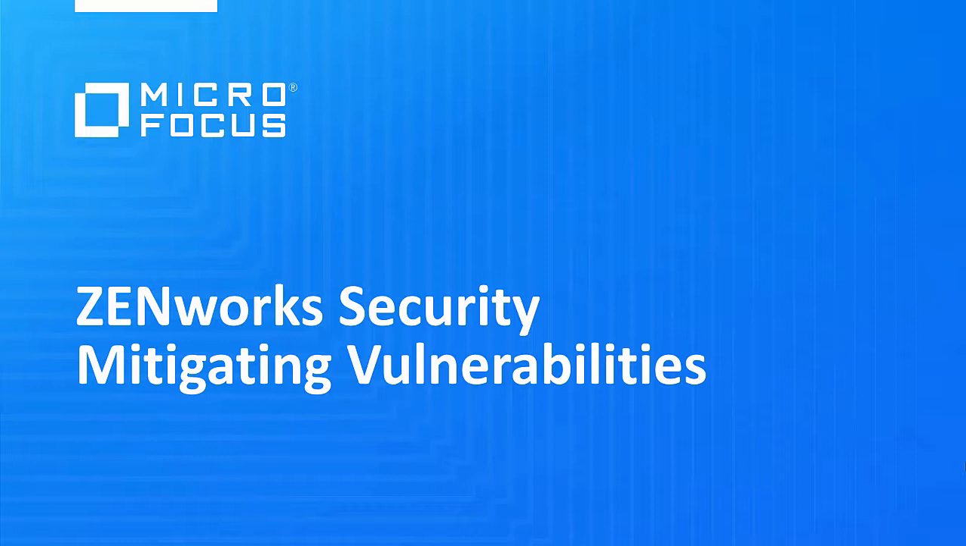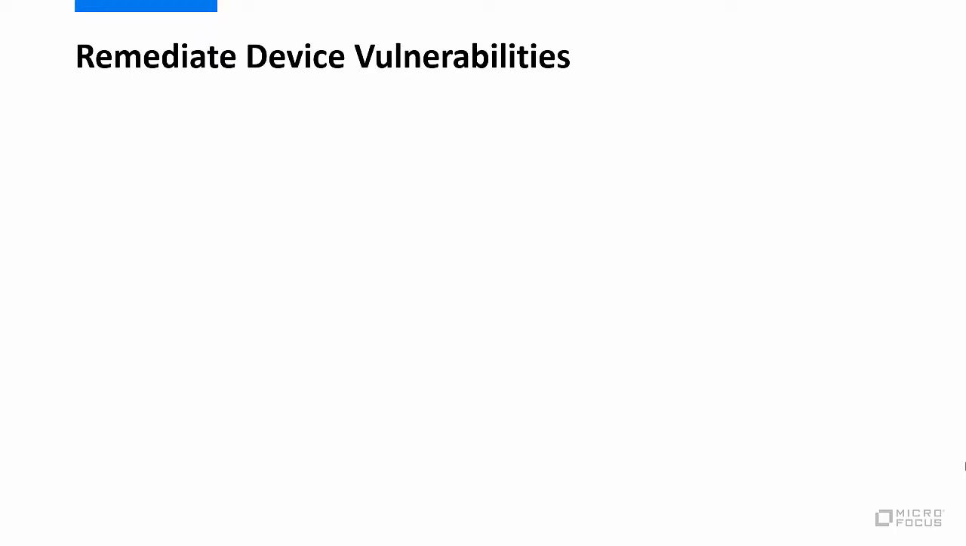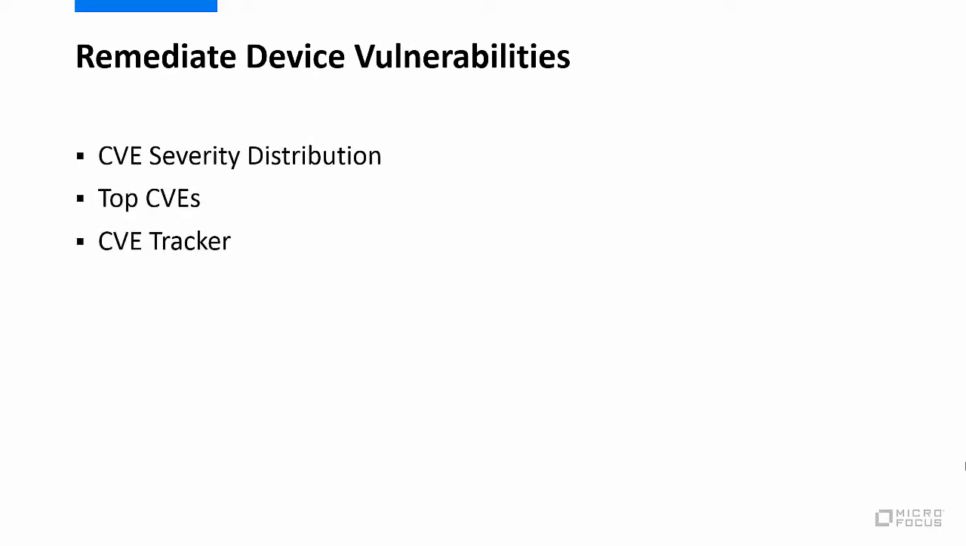In this video, we will demonstrate accessing CVE dashlets beginning from the Mitigating Vulnerabilities Getting Started page, and then explain how to use these dashlets to remediate device vulnerabilities. These dashlets include CVE Severity Distribution, Top CVEs, and the CVE Tracker.